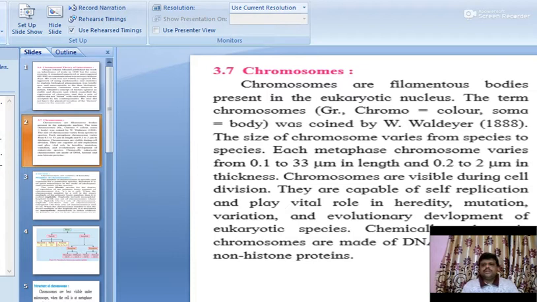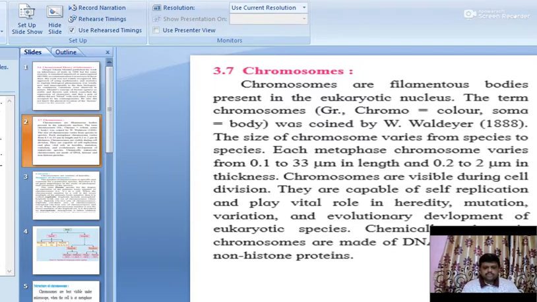Chromosomes are visible during cell division, and they are capable of self-replication. They play an important role in heredity, mutation, variation, and the evolutionary development of eukaryotic species. Chemically, eukaryotic chromosomes are made up of DNA, histone, and non-histone proteins. All the individuals of a species usually have the same number of chromosomes.